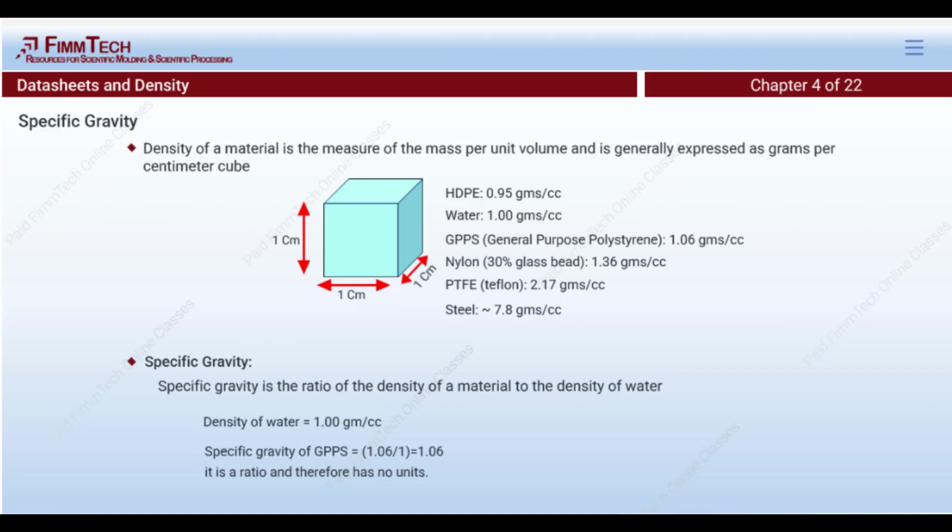So in the data sheets, you're given density or you're given specific gravity. Numerically, they're the same numbers, but one has a unit and the other one does not have a unit.